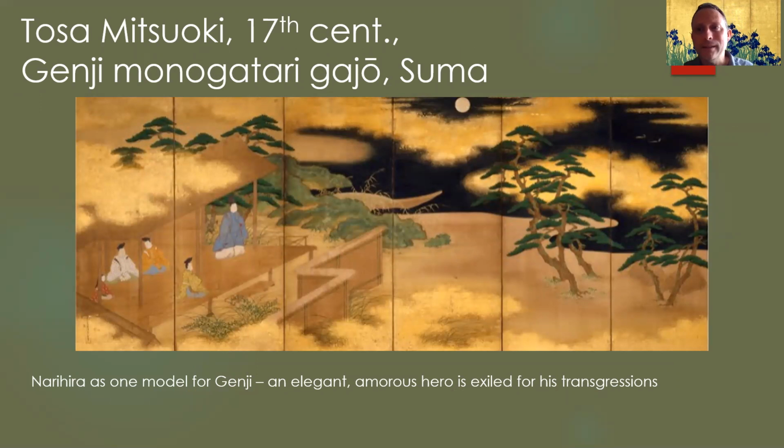So all of these stories about this adventurous Narihira are very popular throughout the history of Japanese literature. If we compare the Tale of Genji to the Tales of Ise, both protagonists are elegant, amorous heroes who are exiled for their transgressions. So perhaps Murasaki Shikibu had Narihira in mind while she was writing about Genji.